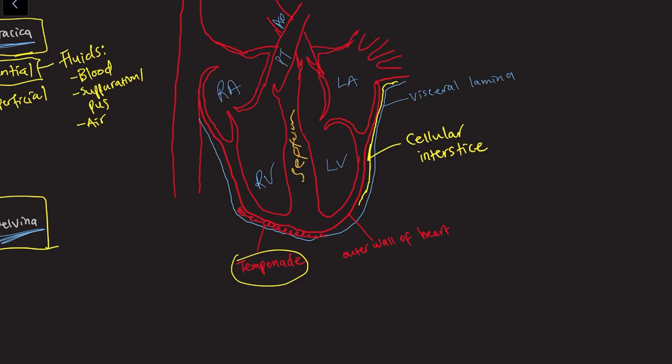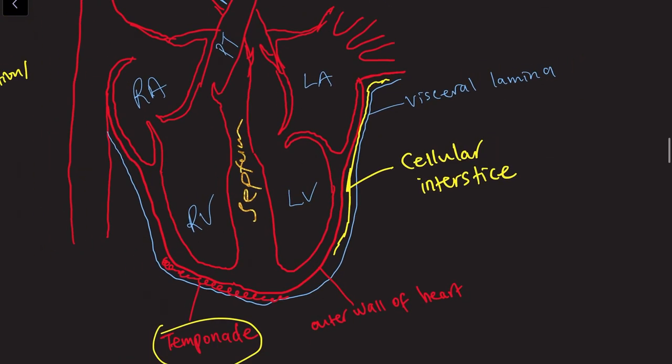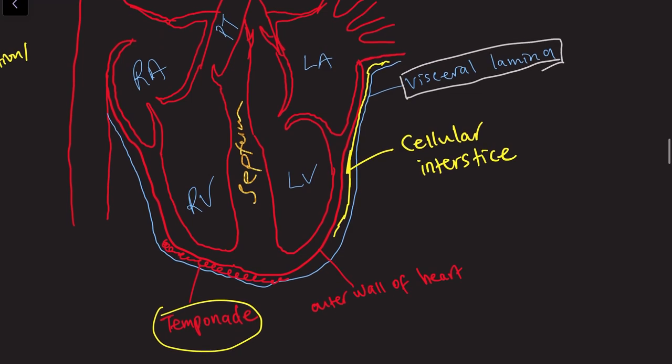Now, when you look at an organ like the heart, the visceral lamina that covers the organs is not affixed by connective tissues to the wall of the organ. There is a space also. There is a space between the visceral lamina and the wall of the organ. And that space is filled with cellular interstices.